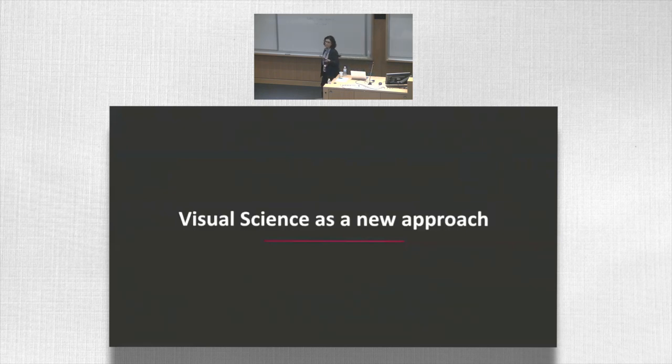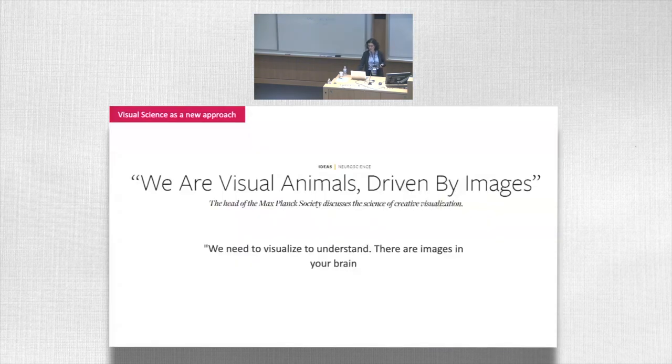There are a lot of solutions, there are a lot of ideas, and today I will present you an idea: to be more visual, to use visual science as a new approach. It's not the only solution for scientific communication problems. We have a lot of ways to do that, but visual science is a good way and is my expertise, so I will talk with you today about it. So I looked for scientific data showing that visual science helps us to understand better and to communicate better, and I found this interview with the head of the Max Planck Society, and it's a really good interview.